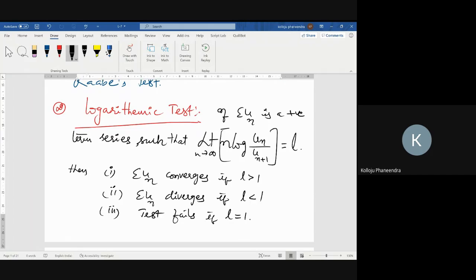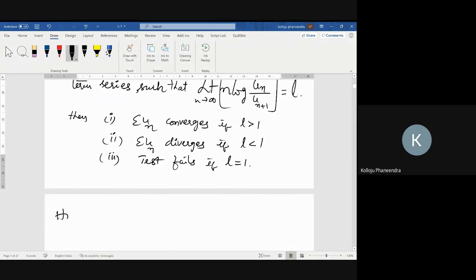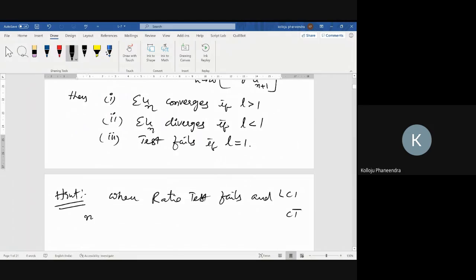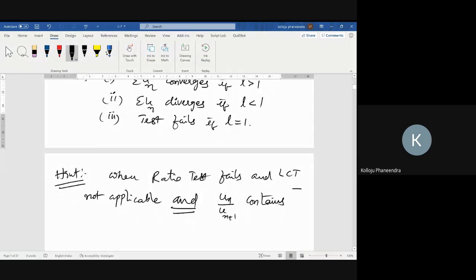And when we have to apply this logarithmic test, the hint is: when the ratio test fails and LCT is not applicable, and this is very important, when un by un plus 1 contains e terms, an exponential term, then apply the logarithmic test.